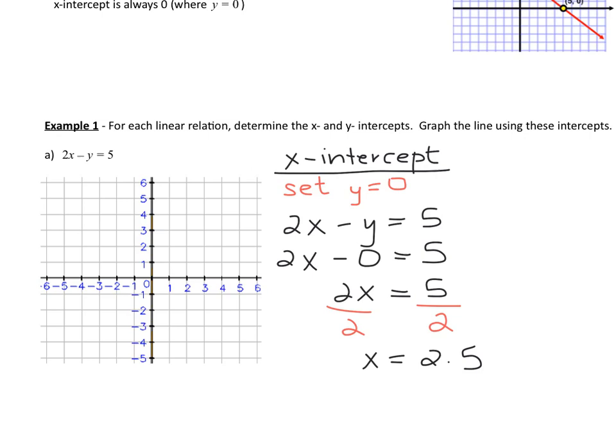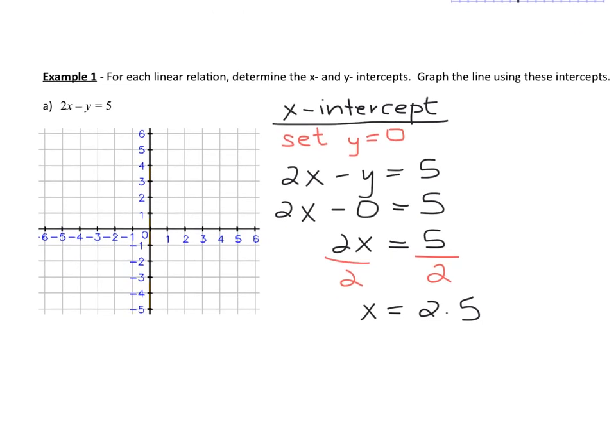And the last thing we're going to do is state our x-intercept as a coordinate point. So to do this, we're just going to write an open bracket. And remember, when you're writing a coordinate point, the x value has to come first, followed by the y value. So our x value is 2.5, and the corresponding y value, remember, was 0. We set y equal to 0, so I'm going to put in a 0. So this coordinate point of 2.5 and 0 is what I'm going to plot onto my Cartesian plane.